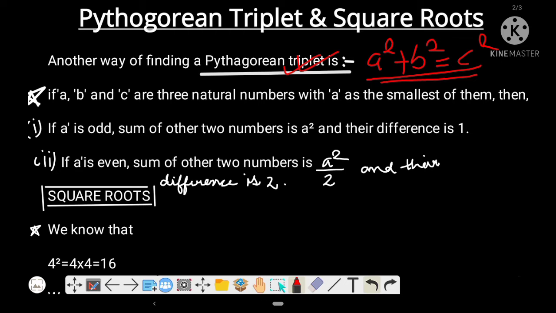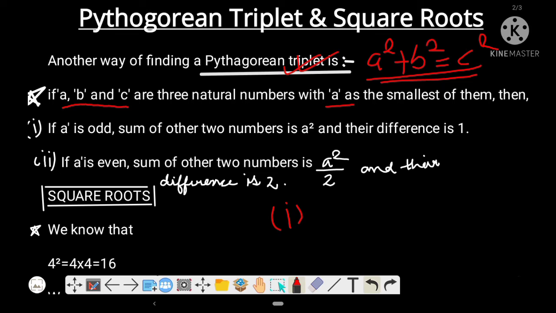So let us see what the condition is. If a, b and c are three natural numbers with a as the smallest of them, then the first condition: if a is odd, the sum of the other two numbers is a square and their difference is 1. So let us see it with an example.